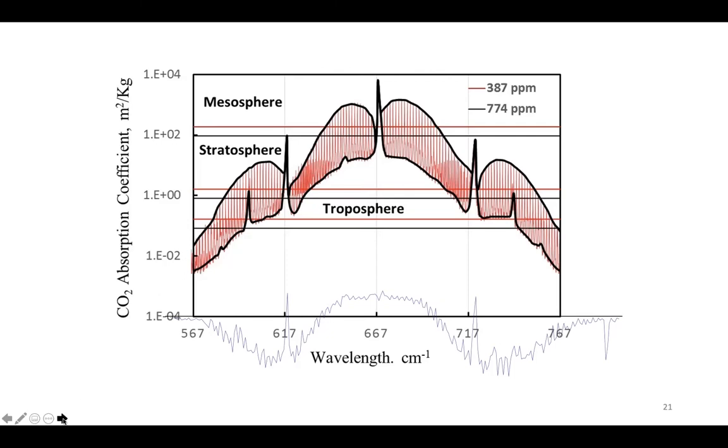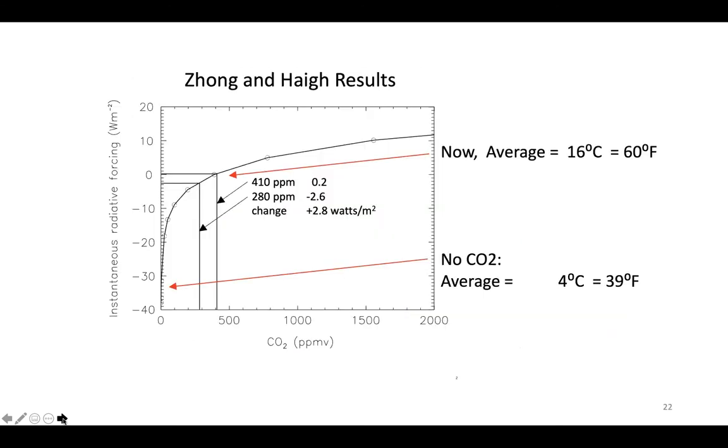That pretty much concludes what I have to say about that part of the thing, and I want to just make one more comment that derives from Zhang and Haig's results. They analyzed this problem from 0 to very large, 2,000 parts per million, and that black curve shows what they obtained. Now, if there is no carbon dioxide in the atmosphere, there's a very big difference in the so-called radiative forcing effect. It's like minus 30 or 40 watts per square centimeter. So if that were the case, the Earth would be emitting a lot more infrared radiation, which means that it would be cooled by the absence of carbon dioxide.